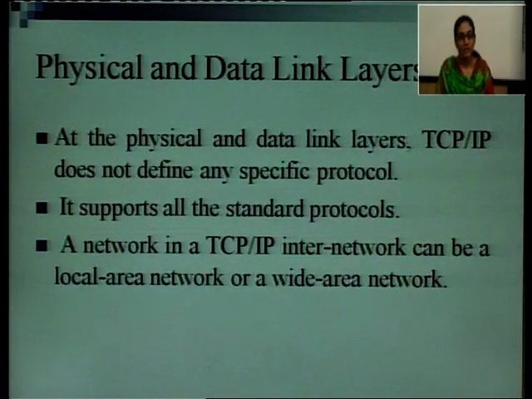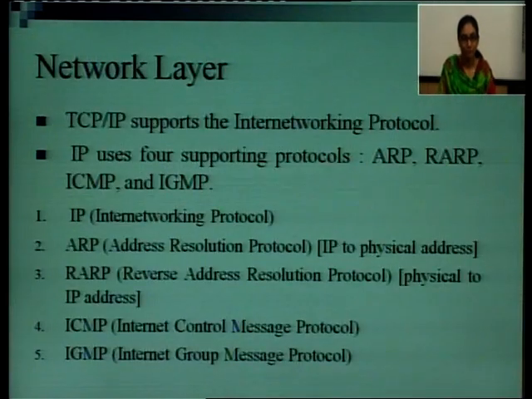Now, I am explaining the different layers of TCP/IP. First of all, the two layers, that is physical and data link layer. At the physical layer and data link layer, TCP/IP does not define any specific protocol. It supports all the standard protocols used for the underlying LAN and WAN protocols. So, the network in the TCP/IP internetwork can be a local area network or a wide area network.